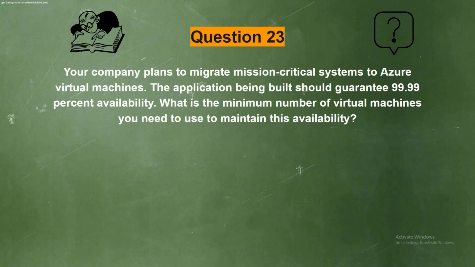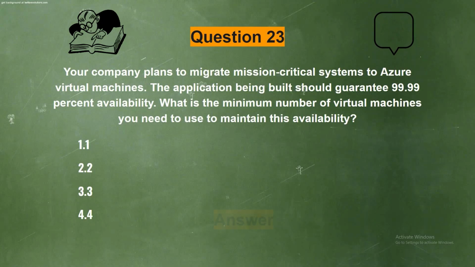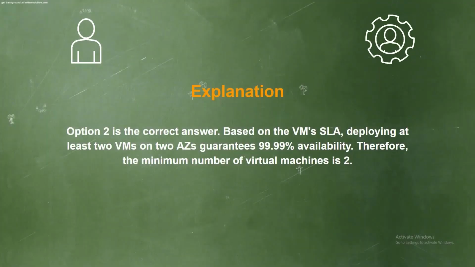Question 23. Your company plans to migrate mission-critical systems to Azure virtual machines. The application being built should guarantee 99.99% availability. What is the minimum number of virtual machines you need to use to maintain this availability? Option 1, 1. Option 2, 2. Option 3, 3. Option 4, 4. And the answer is option 2. Option 2 is the correct answer. Based on the VM's SLA, deploying at least 2 VMs on 2 AZs guarantees 99.99% availability. Therefore, the minimum number of virtual machines is 2.